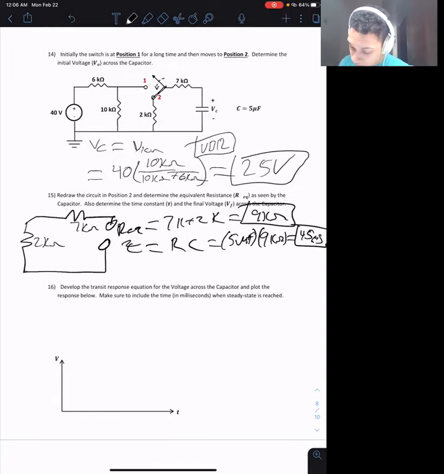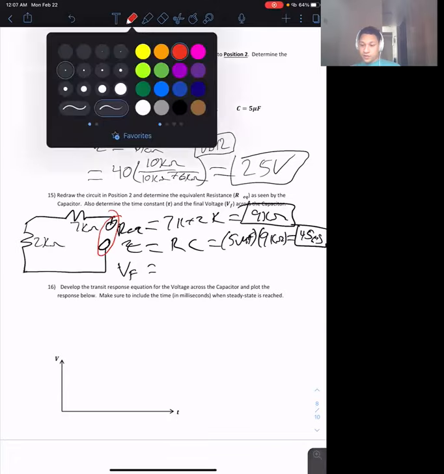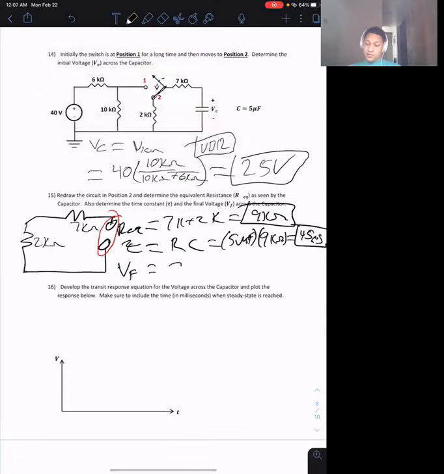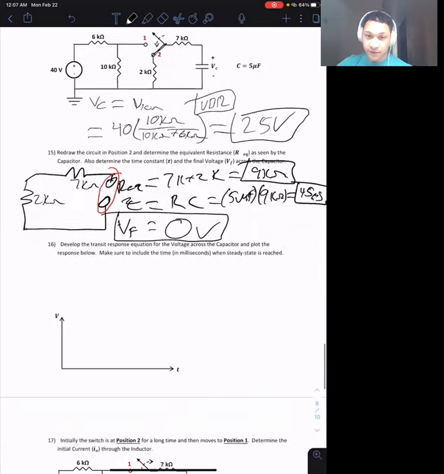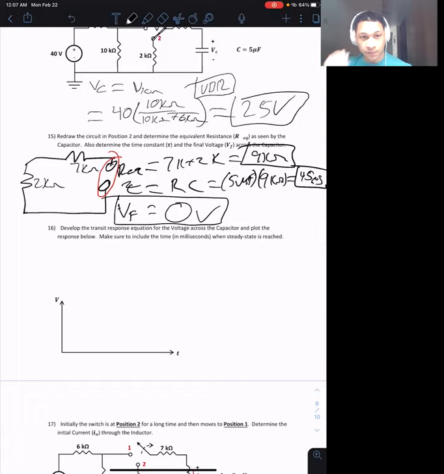And lastly, final voltage. If you look at it, we have our capacitor right here, and there's no other source. So, logically, it will eventually decay down to 0 because there's no battery to keep it charged. So now all that's left is to draw the curve that it's connected to. So develop a transient response equation, and then we have to plot it.